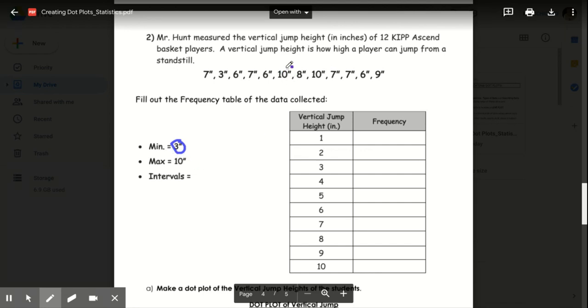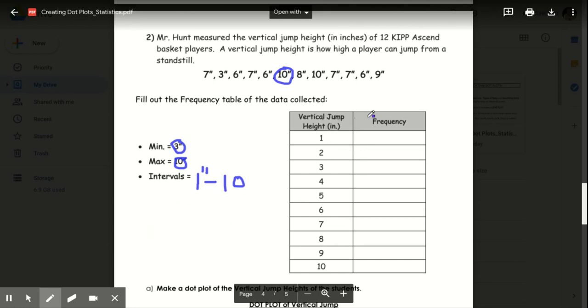It looks like the maximum height someone jumped is 10 inches. So the max is 10. So I'm looking at numbers from 3 to 10. So what do I want to do? Do I want my number line to start at 3? Or do I want my number line to start at 1? I'm going to say that, you know what? Maybe I should start at 1 and go all the way up to 10. Now, I know I don't have any students that jumped 1 inch, but I'm just going to take that into account. So here we go.